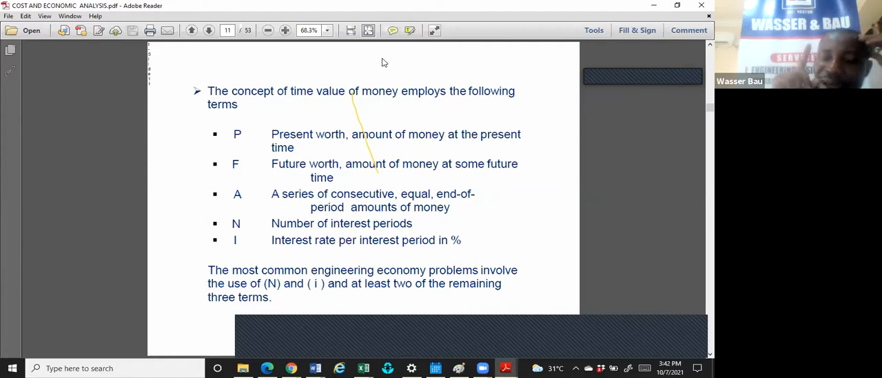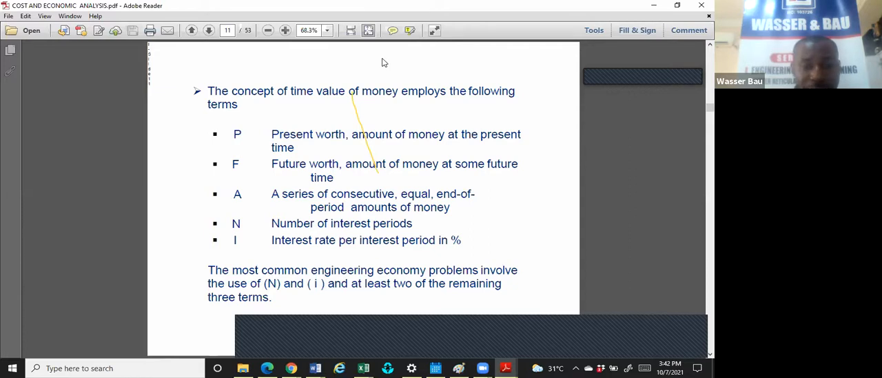N can be the lifespan or the number of interest periods. I want us to take note of that: number of interest periods. Some projects, the interest period is monthly. Some projects, it is yearly. Some projects, they are fixed, like 2 years, 3 years, fixed.